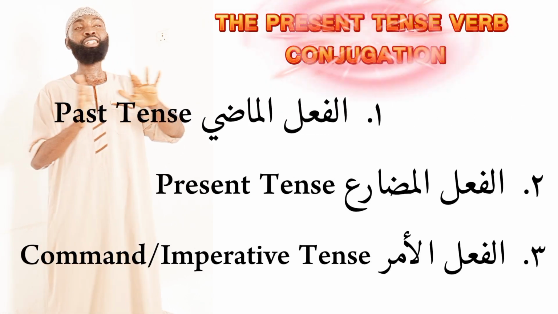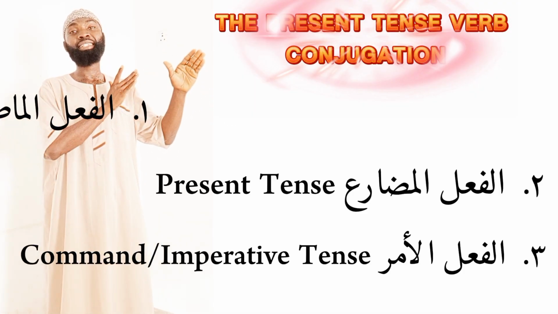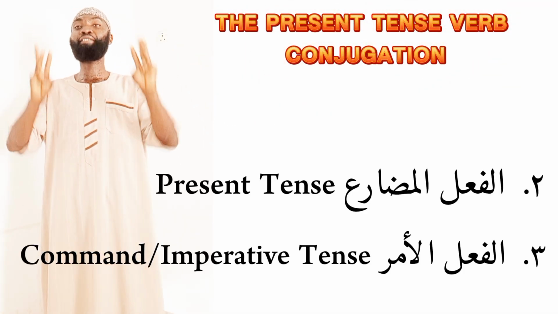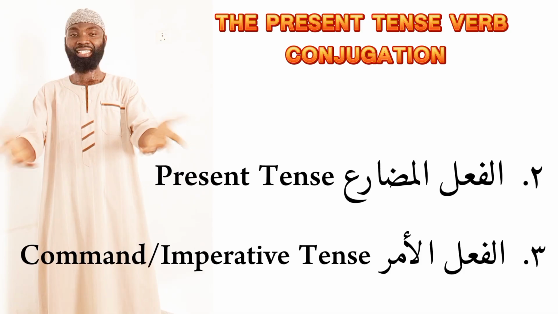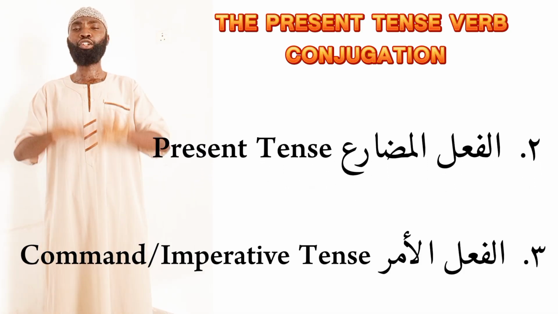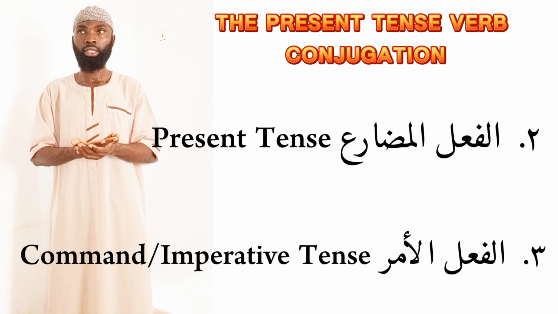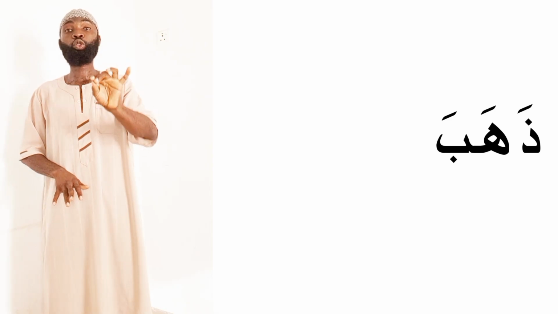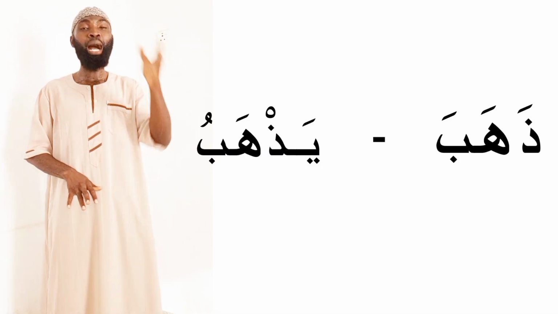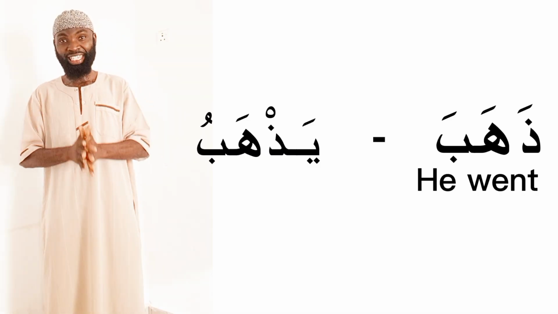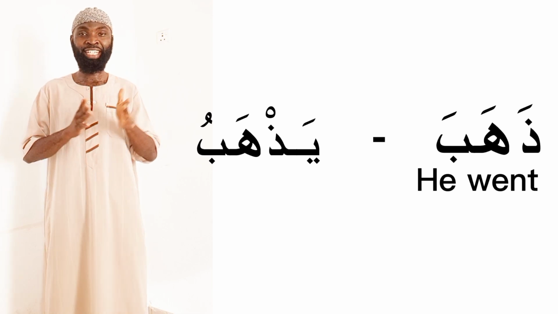Now we were done conjugating for the past tense verb using three-letter verbs as the basics to start. We also want to move on to conjugating and also formation of these present tense verbs. You know the word dhahaba that we used. The present tense of this verb, of this word, is what? Yadhabu. Dhahaba, he went. Yadhabu, he is going.